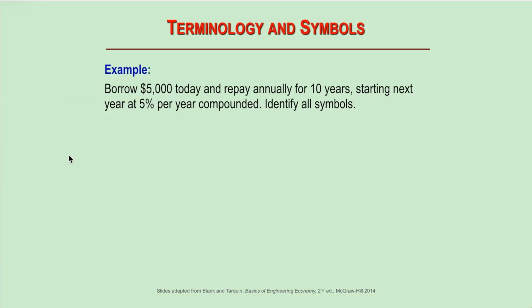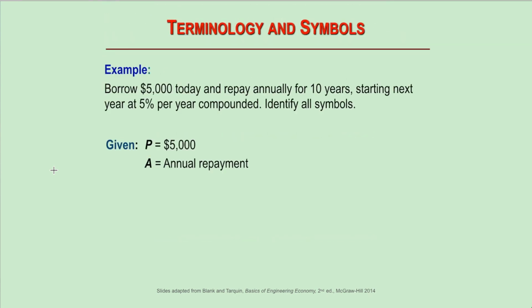Now let's look at this simple example here. Borrow $5,000 today and repay annually for 10 years, starting next year at 5% per year compounded. Let's identify all symbols here. So it should be clear to you that the first symbol here that we have is P, which is $5,000, which is the amount that is borrowed today.